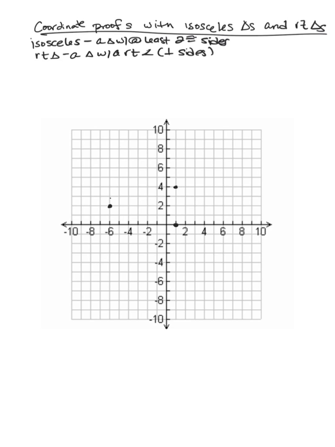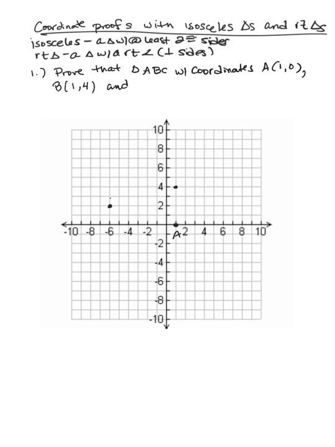All right, so in question one, we're going to prove that triangle ABC with coordinates A (1, 0), B (1, 4), and C (-6, 2) is an isosceles triangle.